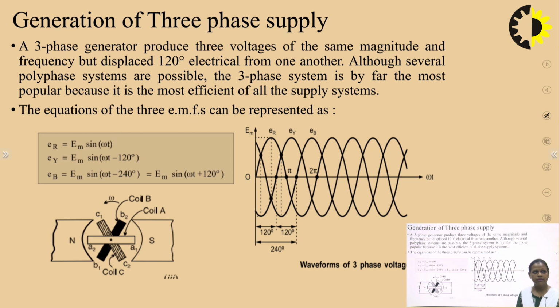The equations for the three EMFs can be represented as follows. Here ER equals Em sin omega t, this is the reference one. Then these are the three equations, and each one is lagging by 120 degree. So EY is lagging by 120 degree. Again EB will be minus 240, or you can write plus 120 degree, right? So if you plot in a sine form, here you can see that this is ER, this is EY, this is EB, and EY and EB all have a phase difference of 120 degree.